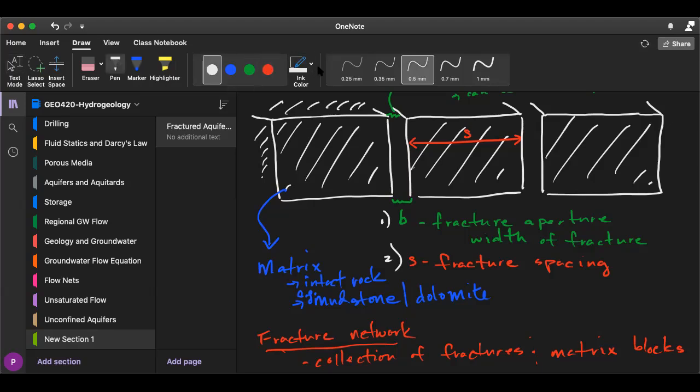And then I'm going to just define one other measurement that's going to help us derive a few properties of the fracture network. And that's this length that includes the fracture spacing plus two fracture apertures. We'll call this L, where L is equal to S plus 2 times B.